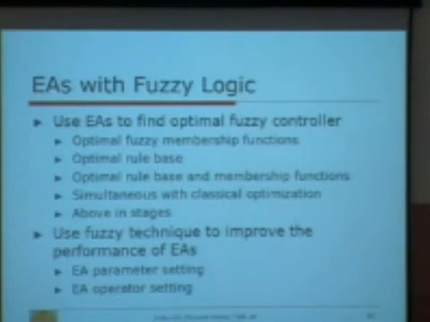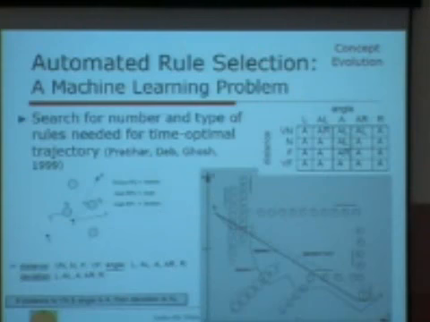Evolutionary algorithms with fuzzy logic: again, you can come up with optimal fuzzy controllers, fuzzy membership functions, and, if you're doing it for a rule-based system, what kind of rules we are going to have there. Fuzzy logic can also be used to improve the performance of EAs by parameter tuning, setting, or operator settings and things like that. One of the things that we did lately was this robot that you have seen. You have quite a few obstacles, and depending on the input scenarios, you have to decide how you want to turn and things like that.